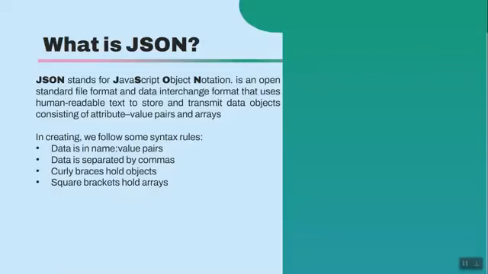So the data is separated by commas, just like in arrays, where we define each element and each element is separated by a comma. Curly braces hold objects. I mean to say the elements inside the JSON, which are called the objects, are enclosed inside the curly braces, compared to an array, which uses square brackets to hold the array.